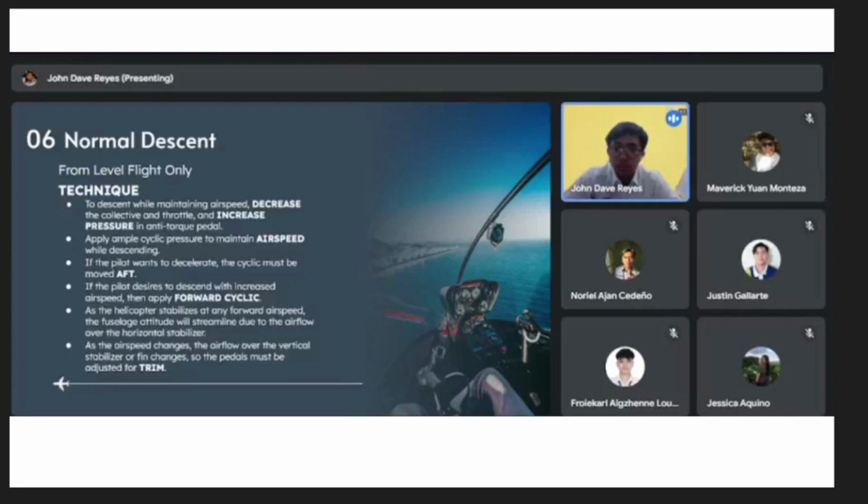To establish a normal descent from straight and level flight at cruising airspeed, lower the collective and throttle, while increasing pressure on the anti-torque pedal. So next one is to apply ample cyclic pressure to maintain airspeed while descending. If the pilot wants to decelerate while descending, the cyclic must move aft. If the pilot desires to descend with increased airspeed, then apply forward cyclic.